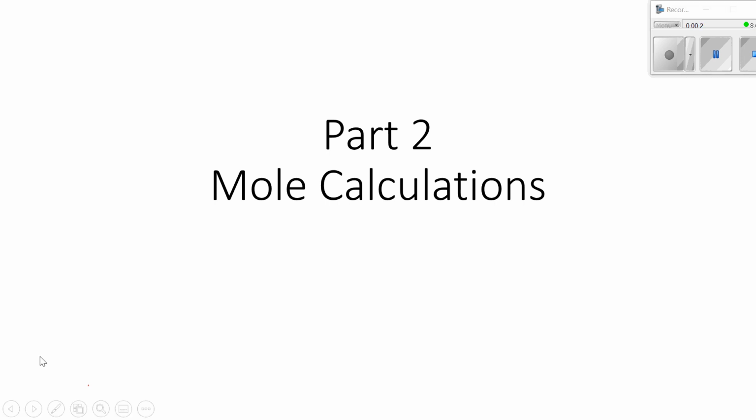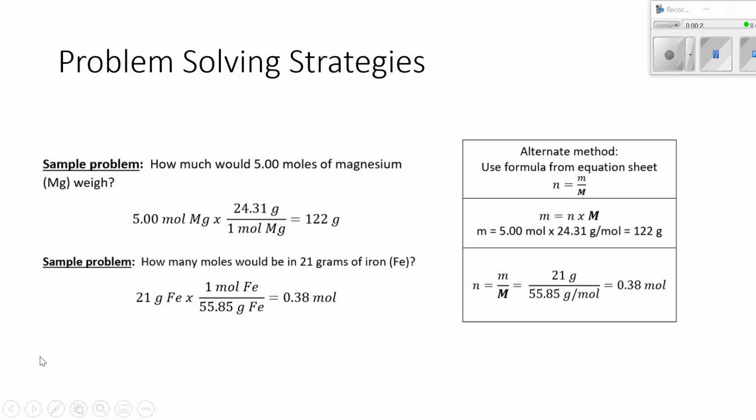So when we're talking about mole calculations, we are just using this mole concept, the idea of this mass ratio, to help us solve problems such as these two examples. So how much would 5 moles of magnesium weigh? This would be doing a mole to mass conversion. And then the other type would be how many moles are in 21 grams? So doing a grams to moles conversion.